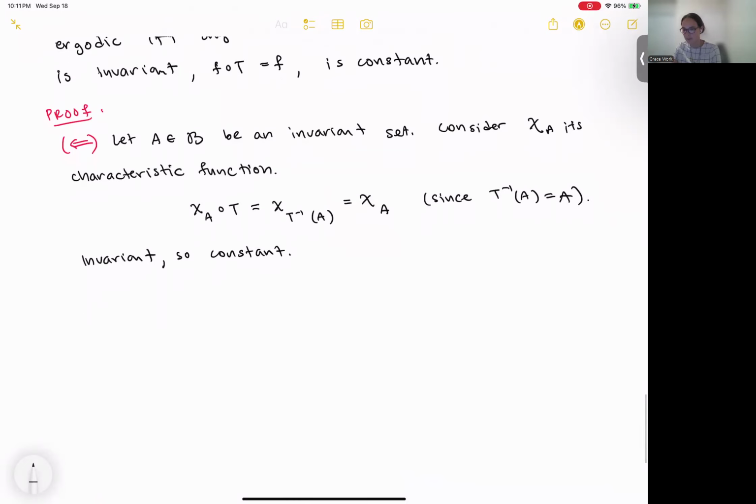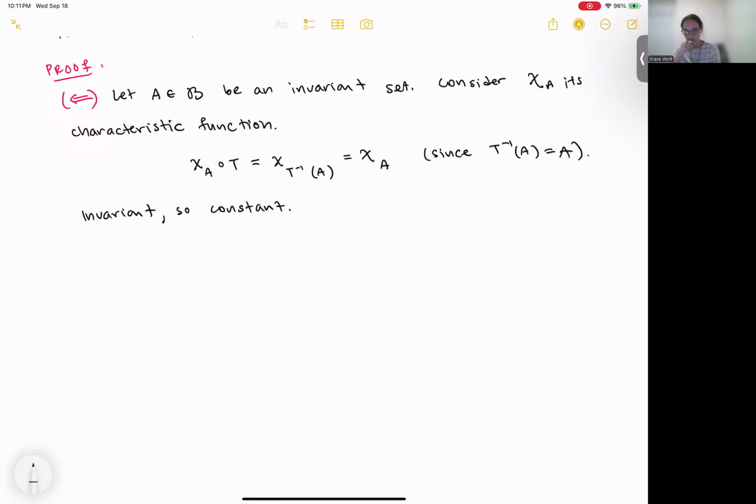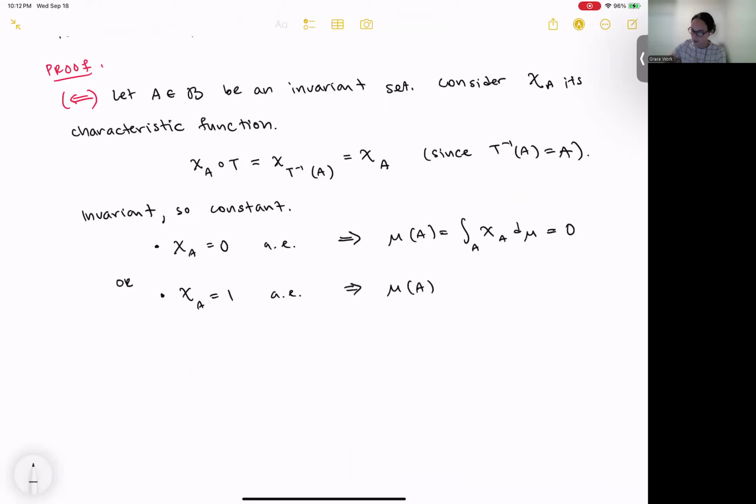All right, so our characteristic function is constant, which means only two things can happen. Either it is equal to 0 almost everywhere, which would then imply the measure of our set, which is equal to the integral of this characteristic function, is equal to 0, or the characteristic function is equal to 1 almost everywhere, in which case, same thing, except now we're equal to 1. Okay, which is the definition of ergodic. We have an invariant set, and its measure is either 0 or 1.